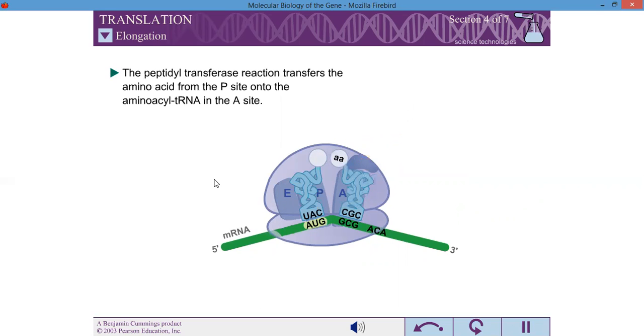Next, a peptide bond is formed between the amino acids. This reaction transfers the amino acid from the tRNA in the P site onto the amino acyl tRNA in the A site.